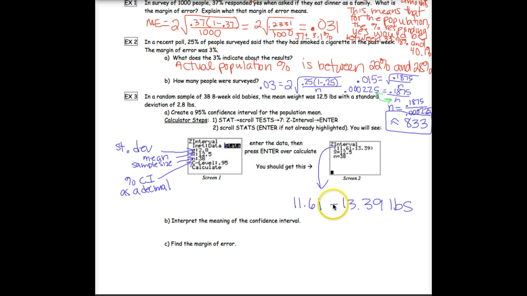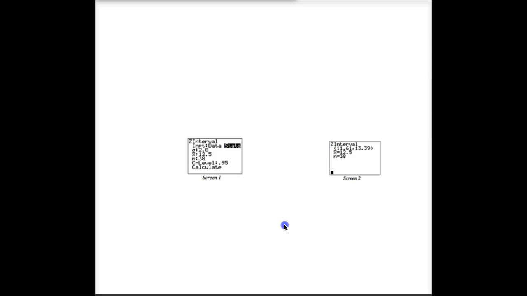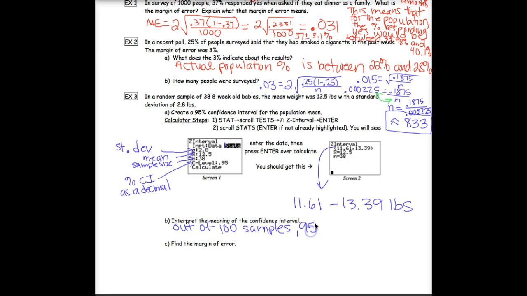Now, interpret the meaning. It does absolutely no good if you can press this in if you don't know what this answer means. So it's important that you can write this out. This means that out of 100 samples, 95, because it was a 95% confidence interval, would include a mean between 11.61 and 13.39 pounds.